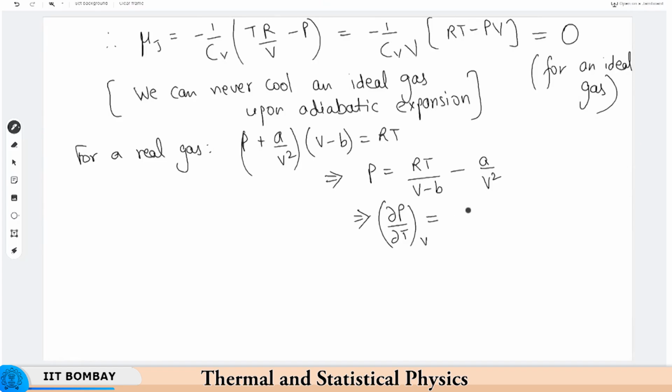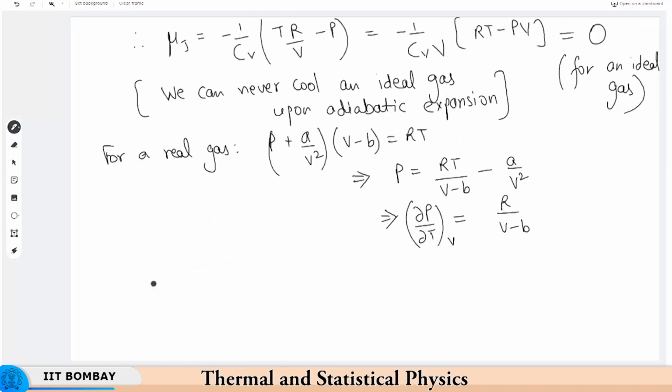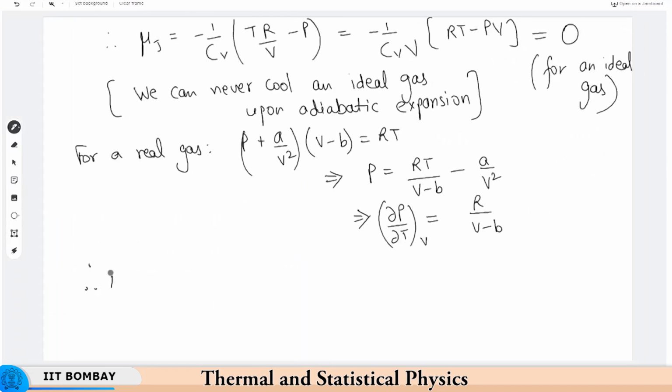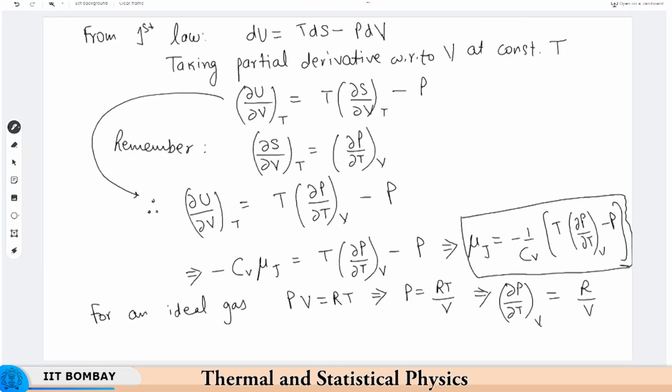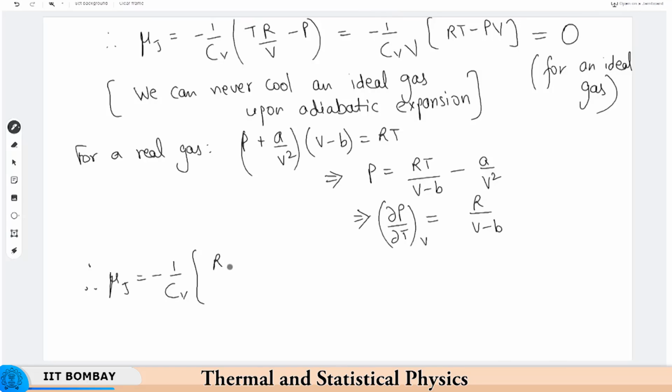So, that simply becomes R by V minus P, and the second term is 0, okay. Now let us put this value again into this relationship. Therefore, for a real gas, mu j is minus 1 by C v times T times this quantity, right. R T divided by V minus B and minus P, right. And to simplify this, we can again substitute the value of P from this equation.